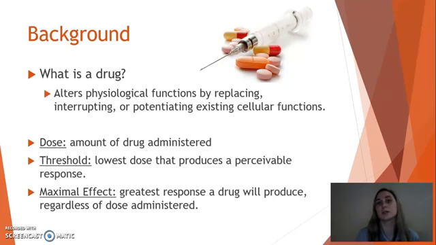And people take drugs for several reasons. We'll go over that in a second. There's a couple of key terms that I want y'all to be familiar with, one of them being dose, which is the amount of a drug that is administered, the threshold, which is the minimum amount of drug for someone to take to receive a perceivable response, and then maximal effect, which is the greatest response a drug will produce no matter how much dose you administer.